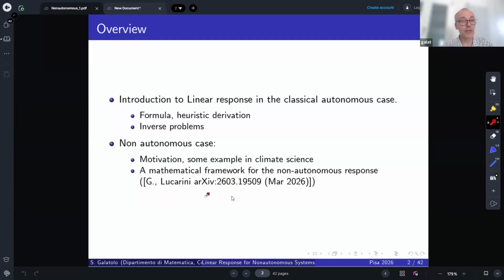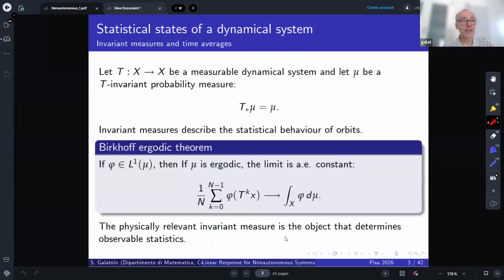we put online with Valerio Lucarini in the beginning of this spring. So let us go to the classical case of linear response for autonomous dynamical systems. Now, to keep things simple, I will give the definitions for deterministic dynamical systems. But everything I will say can also be said for many classes of random dynamical systems.